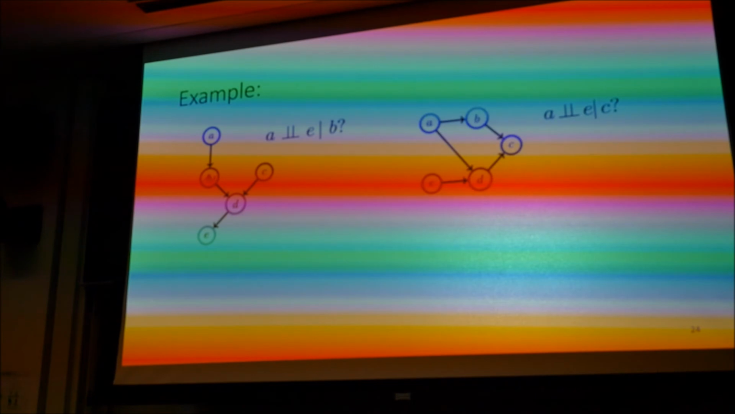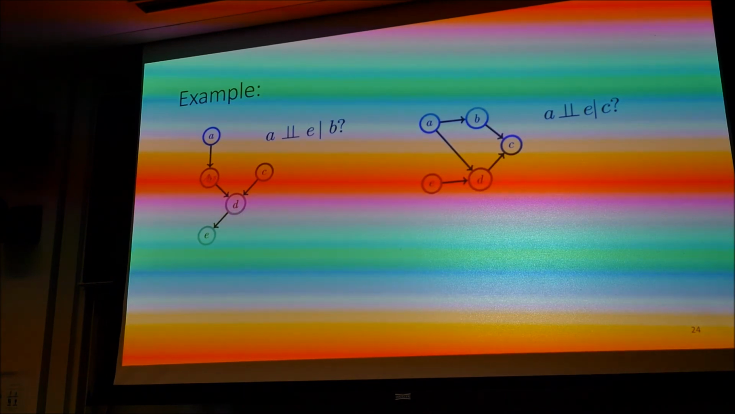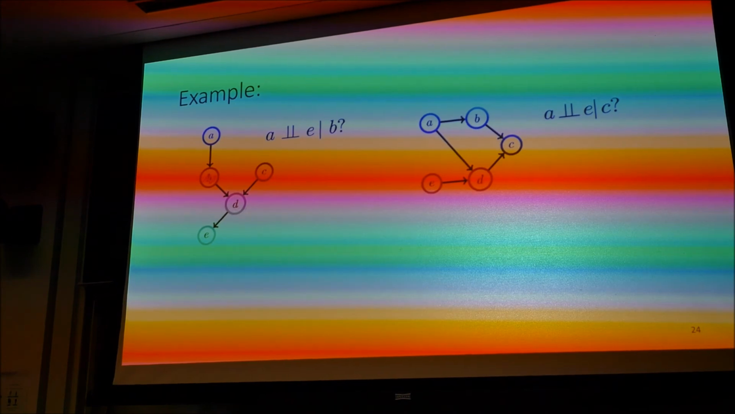Okay, what about this one? How many people think that's yes? How many think it's no? Okay, can somebody explain why no? Yes. If you moralize the graph, then A and E are connected. That's the simplest way.